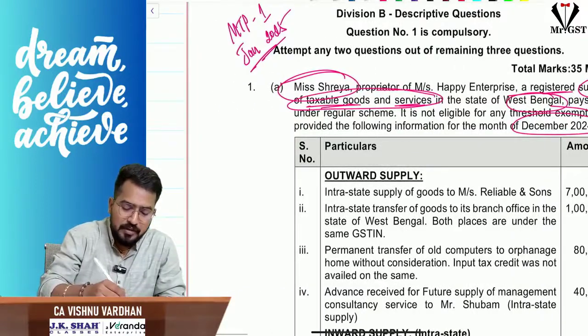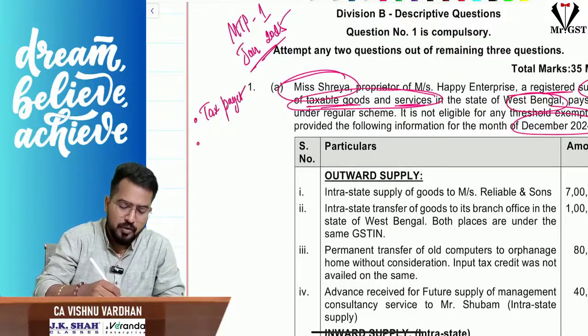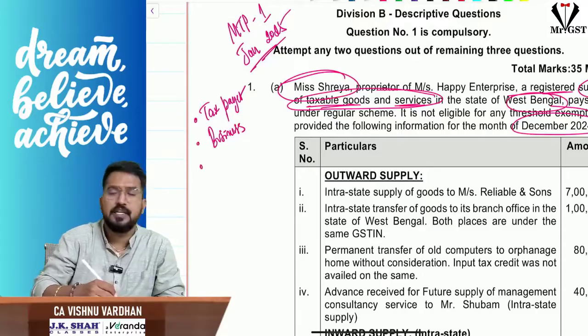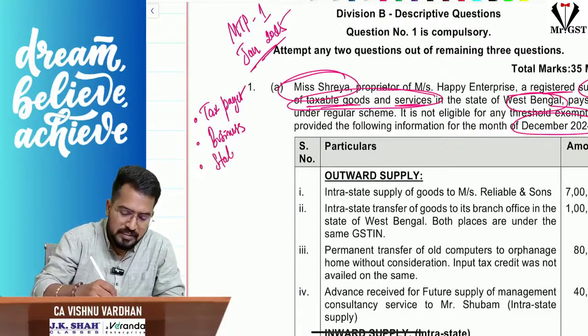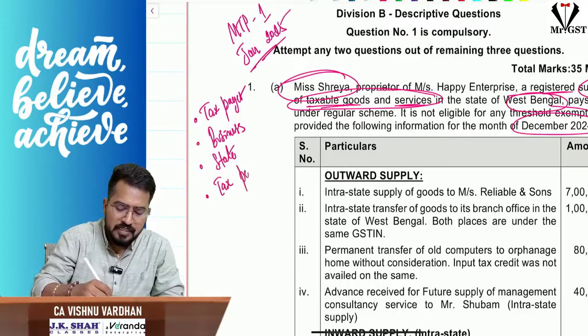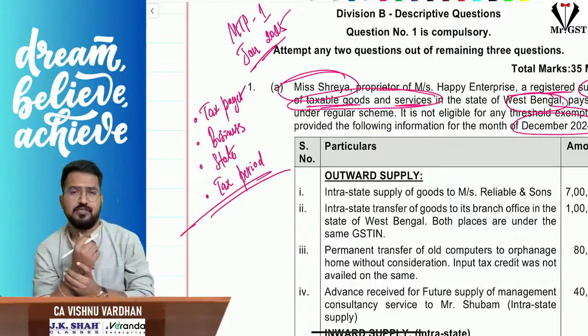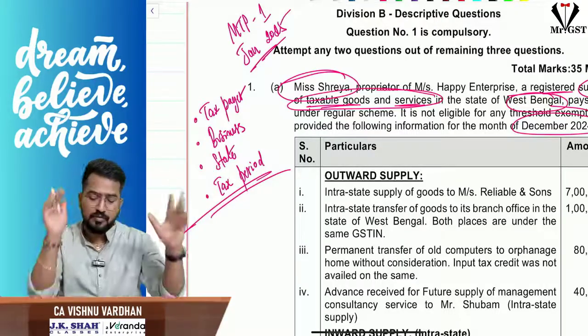So I repeat, we should identify the status of the taxpayer. Next, the nature of business. Next, you should see which state they are from, and finally the tax period in the question. These things you should be clear about before starting the question. Okay sir, fine, we will identify these.